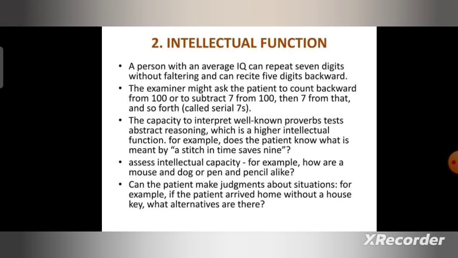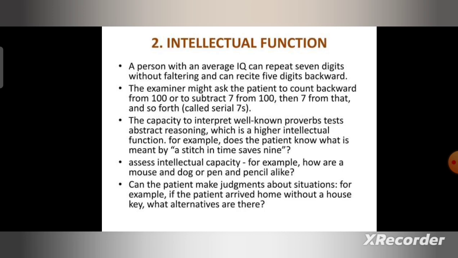Second is intellectual function. A person with an average IQ can repeat 7 digits without faltering and can recite 5 digits backward. So the examiner might ask the patient to count backward from 100, or to subtract 7 from 100, then 7 from that and so forth, called serial 7s. The capacity to interpret a well-known proverb tests abstract reasoning, which is a higher intellectual function. For example, does the patient know what is meant by a stitch in time saves 9?